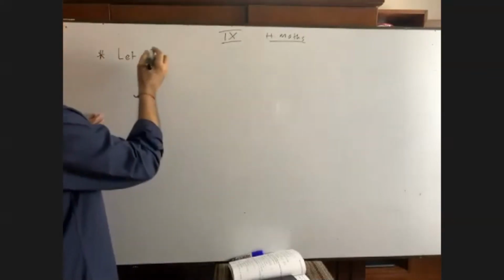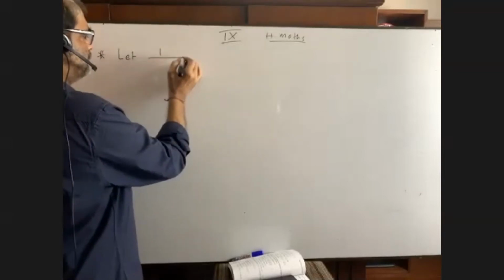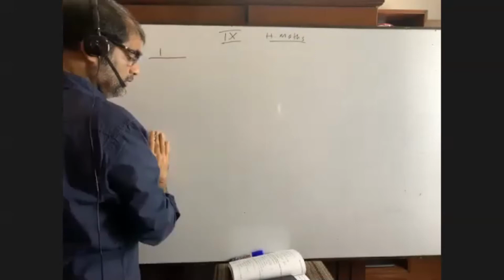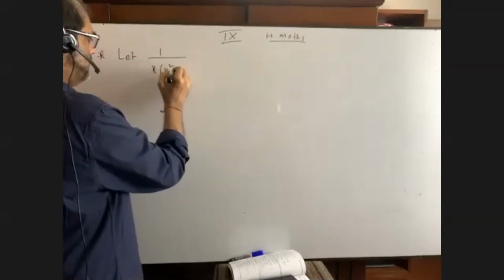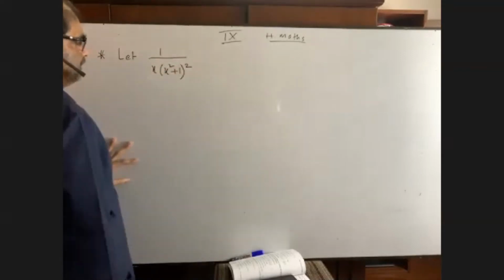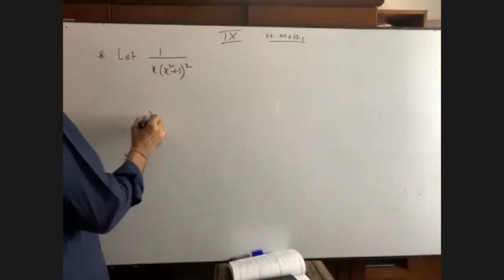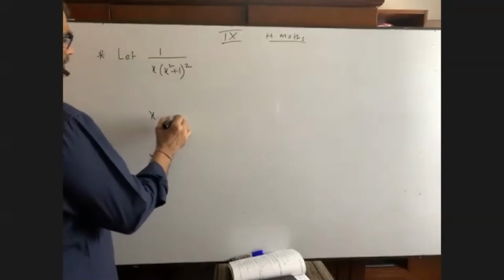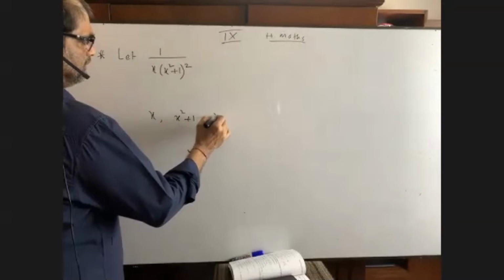This math is 100% important. If it is given in the exam, write it down. None of you will be able to do it. 1 by x, x square plus 1 whole square. What are the factors here? x, x square plus 1. These are the factors, right?